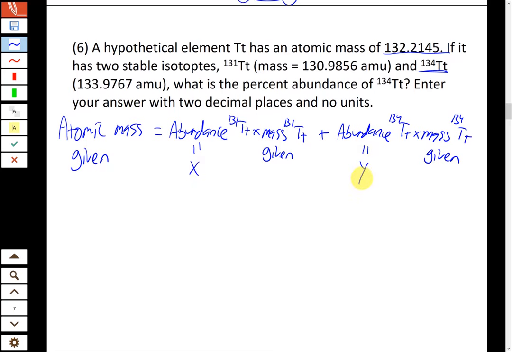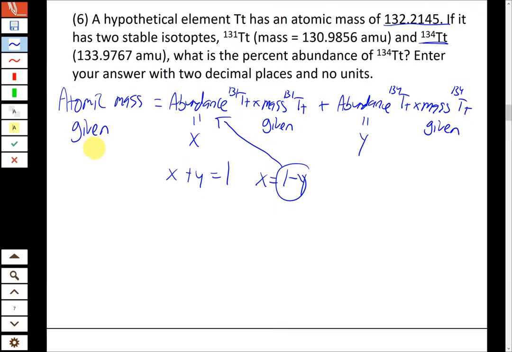Those are unknowns. And this equation has two unknowns, so we need a second one to relate x and y, and that's always going to be that the sum of the fractional abundances will equal 1. So as a percentage, the sum would equal 100. As fractions, the sum equals 1. And that's going to be the other part that we're going to use. So we're solving for y. That's the abundance of 134. That's what we're looking for. So we're going to rearrange this as x equals 1 minus y, and we're going to substitute that in to there.